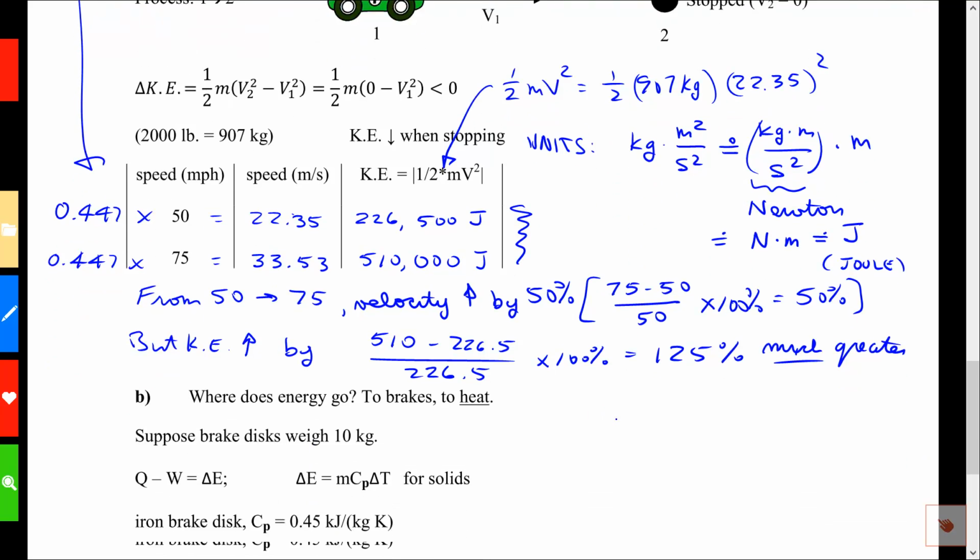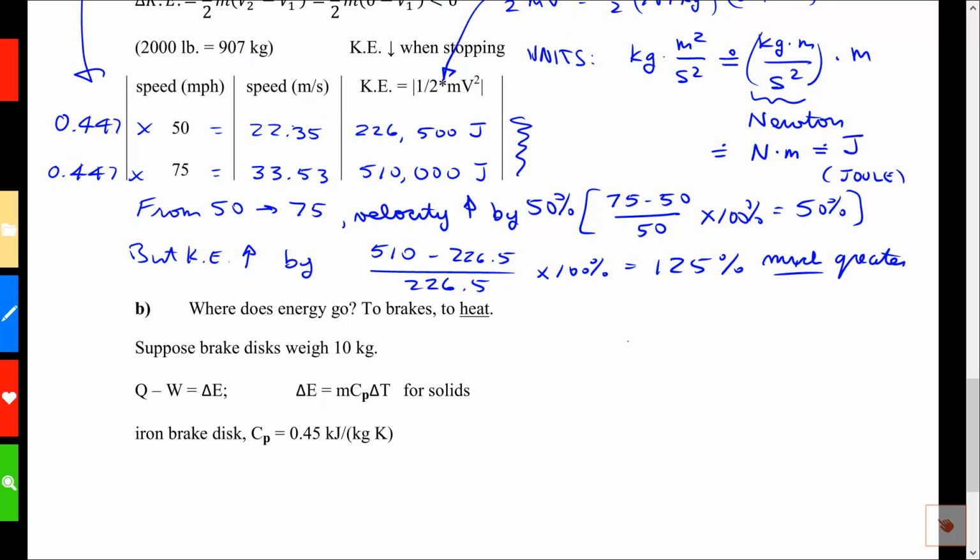Where does that energy go? It goes to the brakes and it heats them up. Suppose we've got disc brakes, and suppose all the discs together weigh 10 kilograms. How can we analyze that? Well, the first law says that heat minus work equals a change in internal energy, and a change in internal energy for solids is mass times specific heat times temperature change. Let's compute the temperature change.